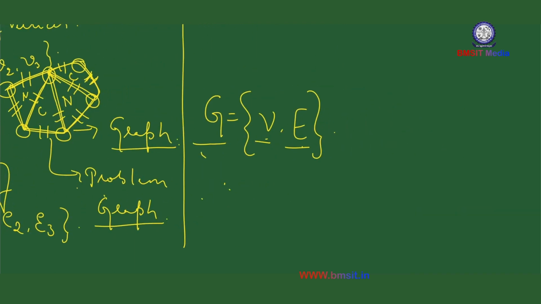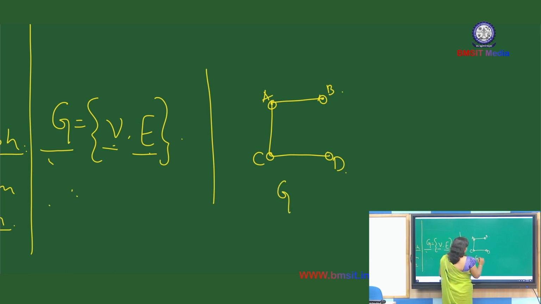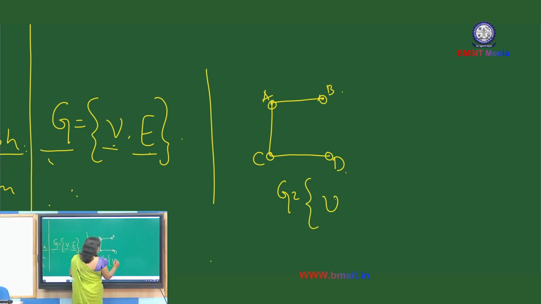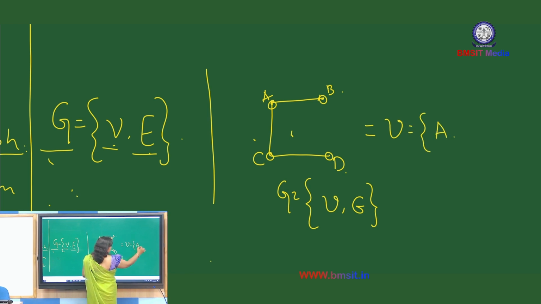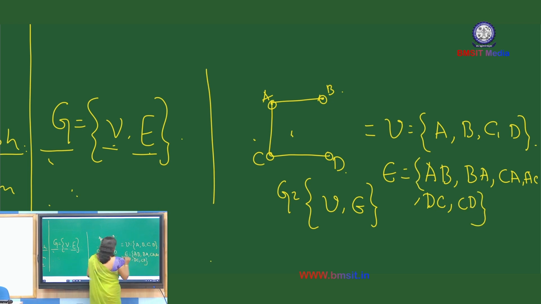If I consider this graph with V and E, the set of vertices can be V equal to A, B, C, D. The edges can be A, B or B, A, or it can be C, A or A, C, and it can be D, C or C to D.